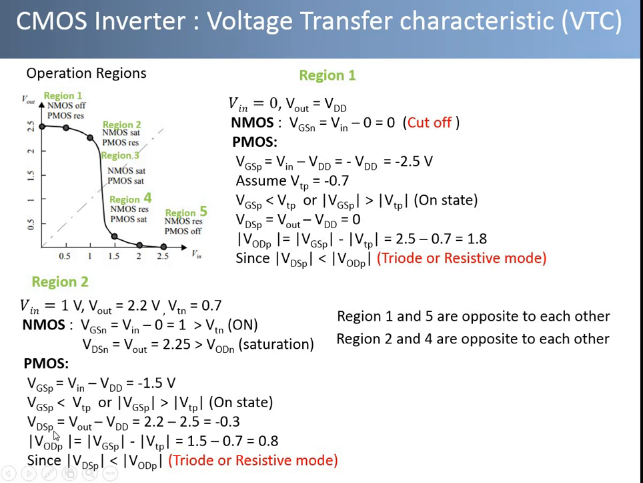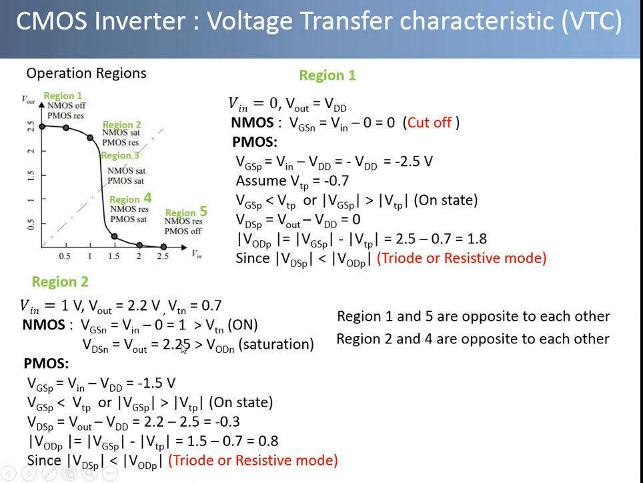To compute the drain to source value of PMOS, we have Vout minus VDD, which is equal to minus 0.3 volt, and the overdrive voltage of PMOS is equal to the absolute value of gate to source voltage minus the absolute value of threshold voltage, which results in 0.8. As we can see that the absolute value of drain to source voltage is less than the absolute value of overdrive voltage, therefore the PMOS transistor is in triode or resistive mode.